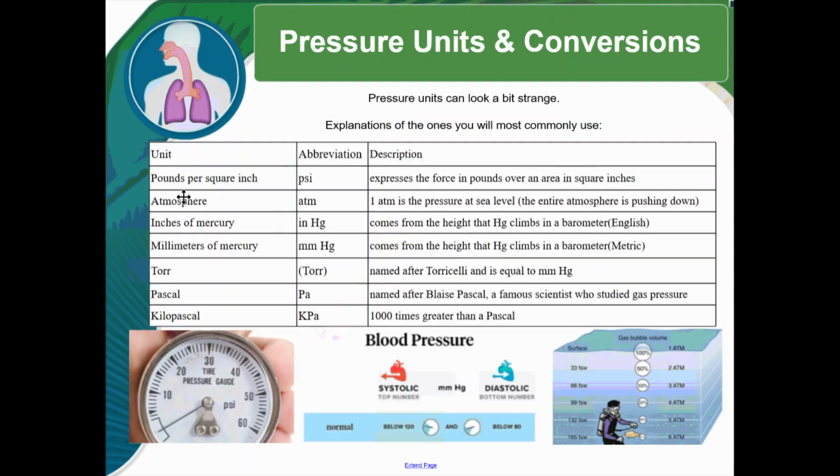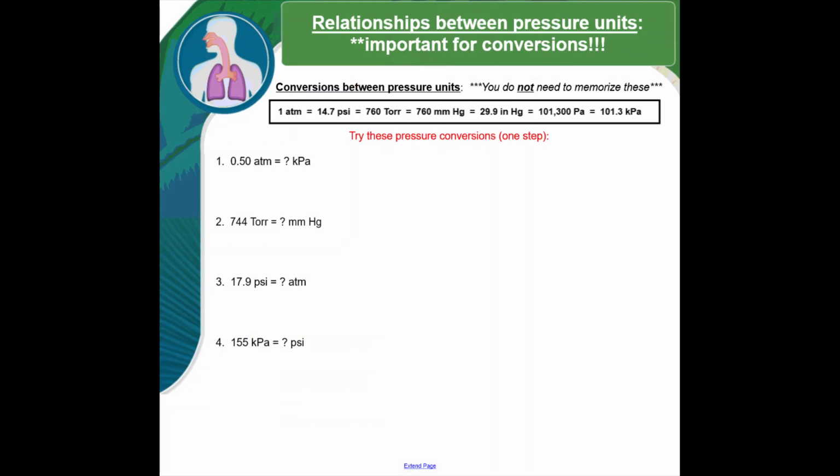Pressure units and conversions. We have several different pressure units and conversions. Pressure units can look a bit strange. All of these abbreviations here are different types of pressure units. The most commonly used are PSI and atmospheres, or ATM. But you will also have inches of mercury, millimeters of mercury, torr, pascals, and kilopascals. Relationships between units are very important for conversions. You don't have to memorize them, just know when you see them that they represent pressure.